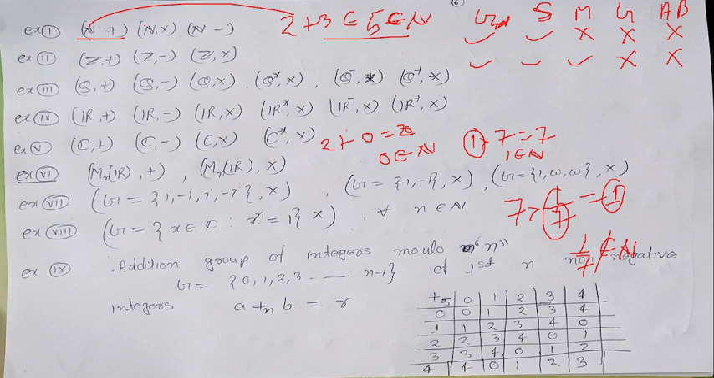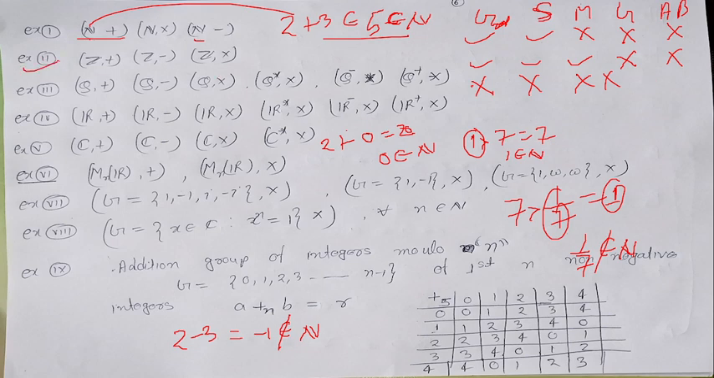Similarly, if you take the natural numbers and the operation is subtraction, 2 minus 3 equals minus 1, and minus 1 is not a natural number, so we cannot say that one is a groupoid. It does not hold the closure property, so no need to check anything else; it fails.